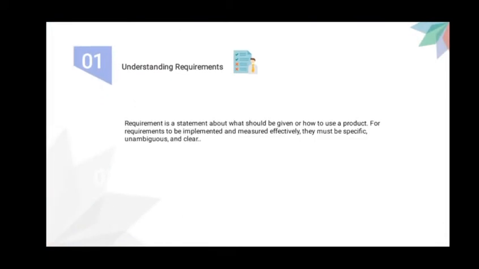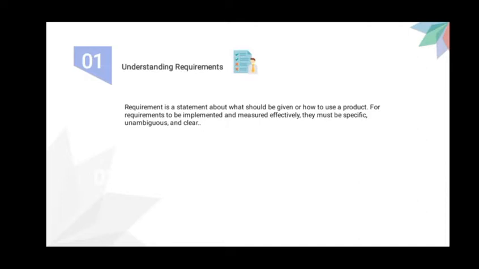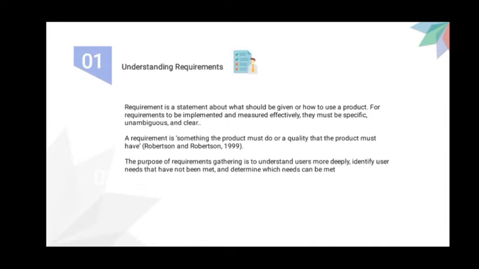Okay, for the first material, understanding requirement. Requirement is a statement about what should be given or how to use a product. For requirements to be implemented and measured effectively, they must be specific, unambiguous, and clear. As Robertson and Robertson said, a requirement is something the product must do or a quality that the product must have.